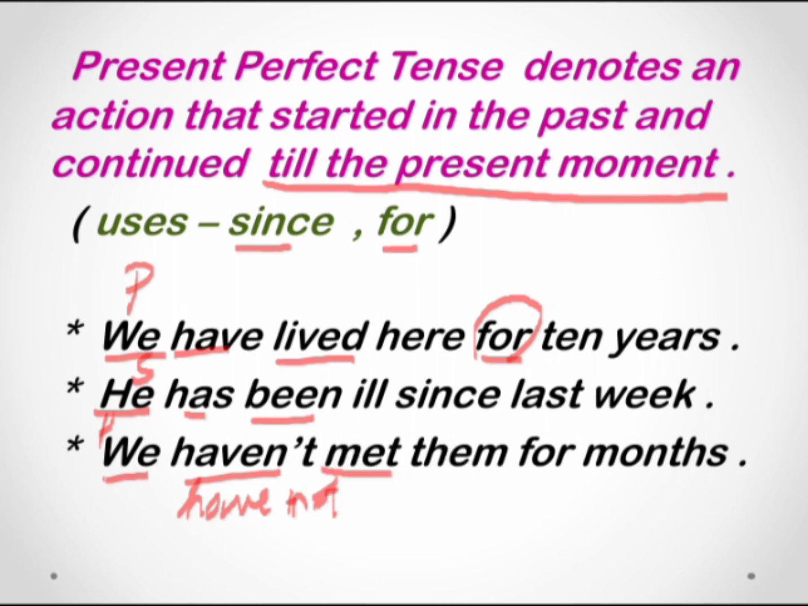So present perfect tense denotes an action that started in the past and continued till the present moment. So we use since or for to denote present perfect tense.